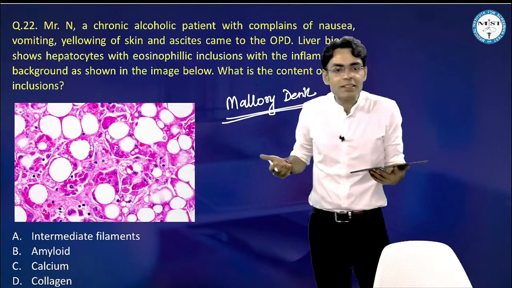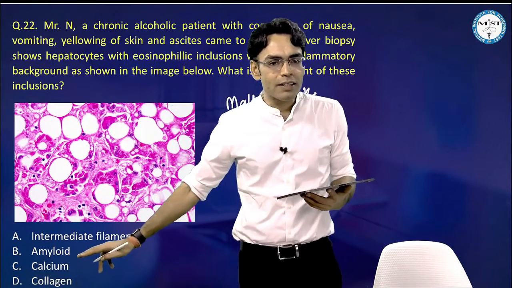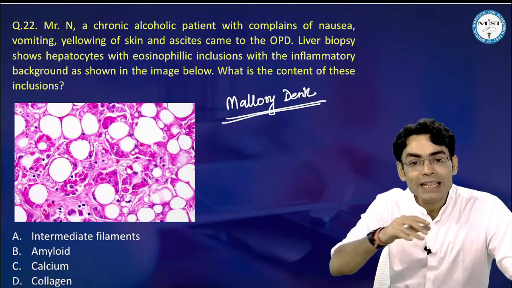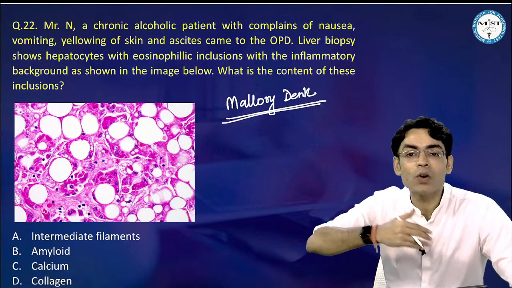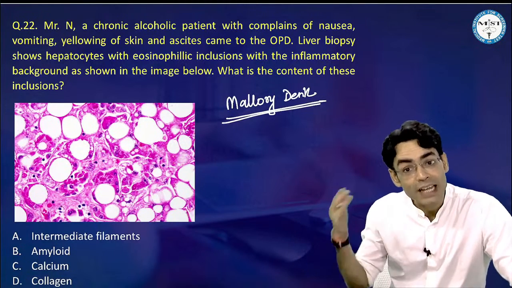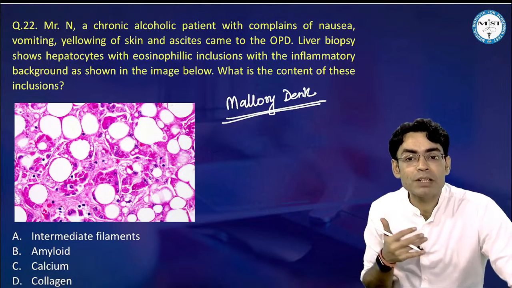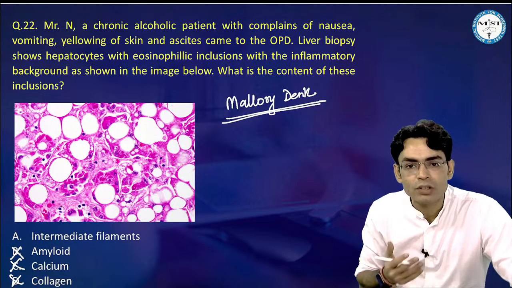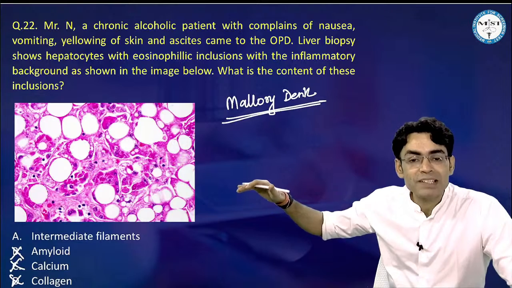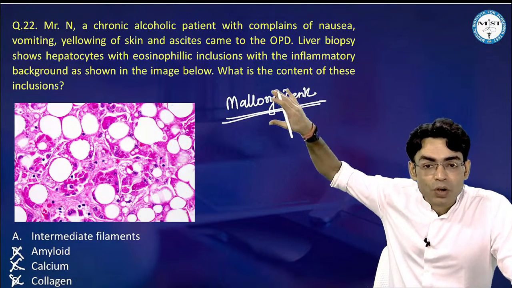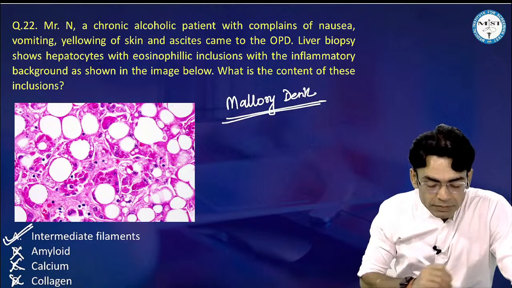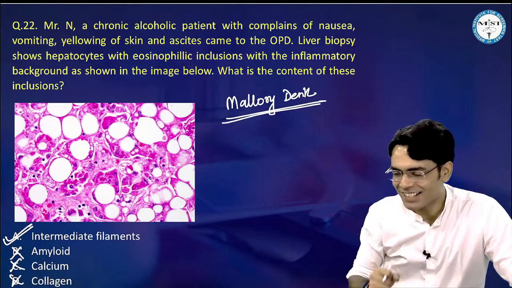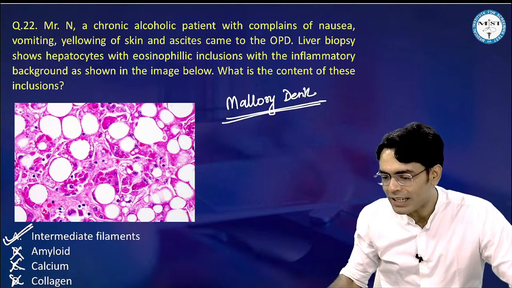And Mallory Denk bodies, they are made up of what? This is not amyloid. This is not calcium deposit. This is not collagen. Collagen would be seen in the next stage, when this person will be going into an alcoholic cirrhosis or a Laennec cirrhosis. Then you will see collagen. But we have taken the biopsy when the patient is in alcoholic hepatitis. So collagen cannot be the answer. Calcium is not there. Amyloid is not. This is an eosinophilic inclusion inside the hepatocyte, which we call Mallory Denk, and they are made up of intermediate filaments. So the answer is A. Yes, you people are giving even this answer right. I'm so proud of you.